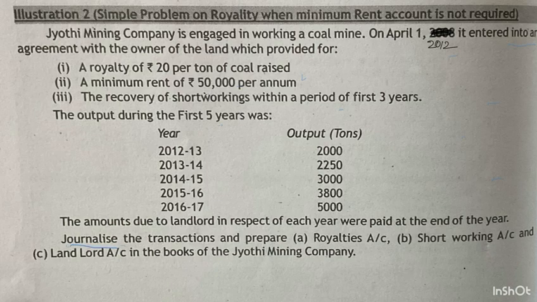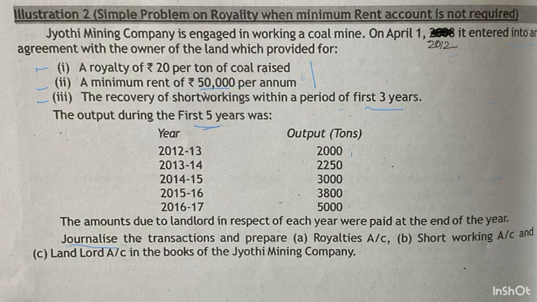Here the problem is: Jyoti Mining Company entered into a lease agreement on 1st April 2012, and these are the terms and conditions. Royalty is rupees 20 per ton of coal raised. Minimum rent is 50,000 for all the years. The recovery of short workings is in the first 3 years. And they have given the output of 5 years.